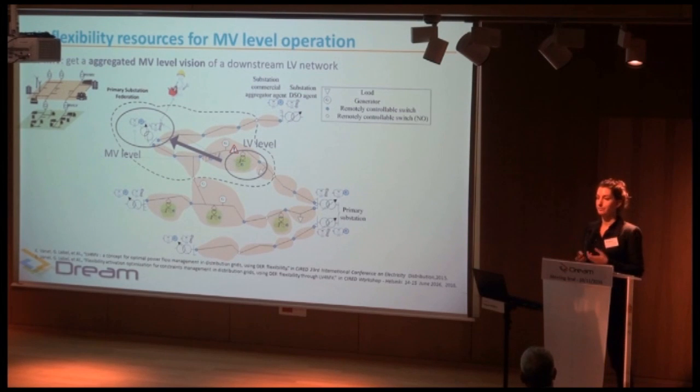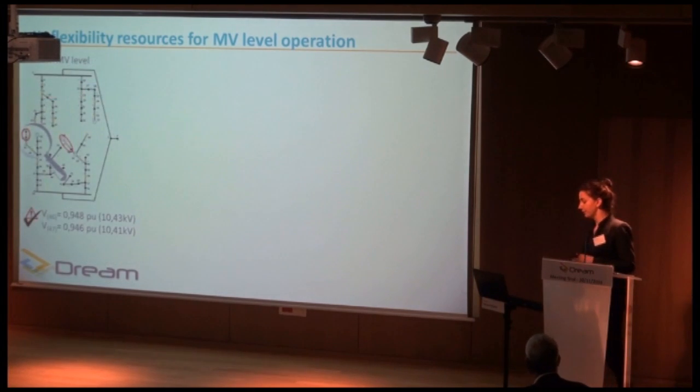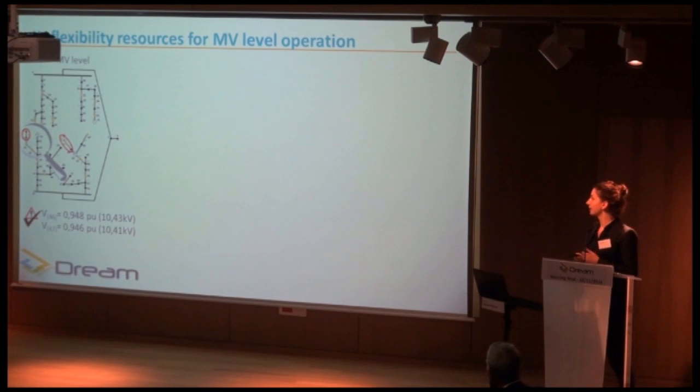I have also developed a method which permits to aggregate the flexibilities that are at LV level and to put them in the MV level. So I can use them in the MV level as if it was MV flexibility. And to do so, I just consider the LV networks which are connected to the MV nodes.